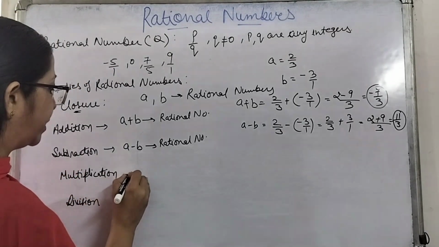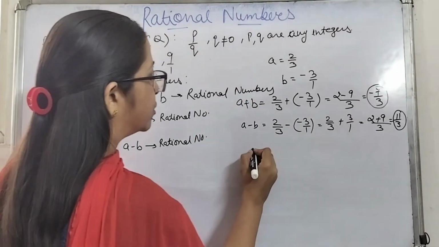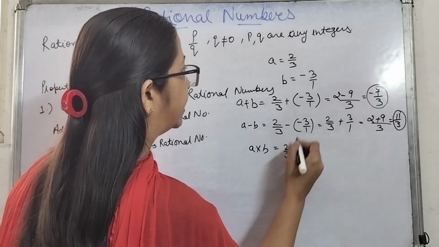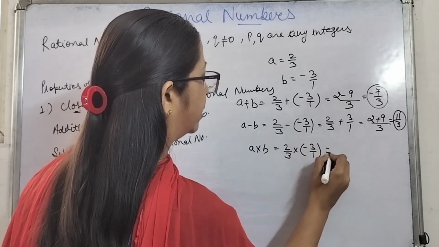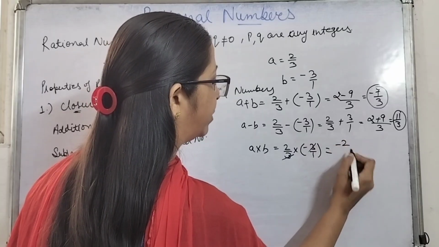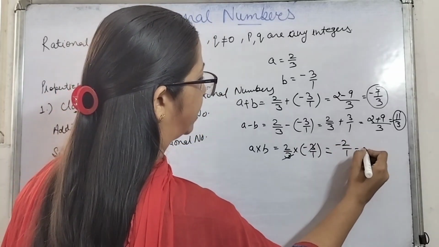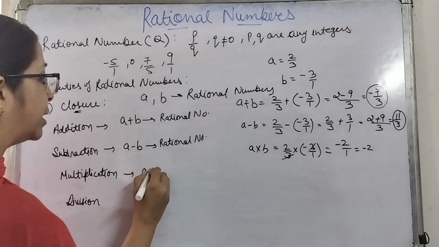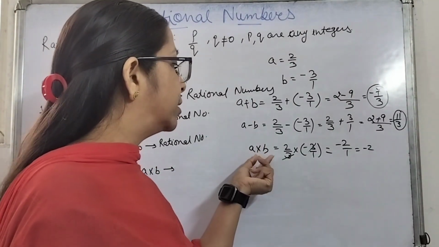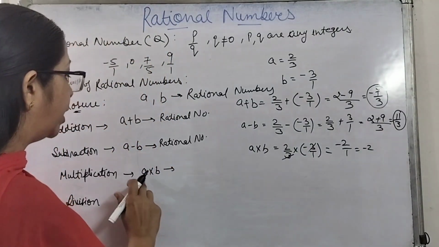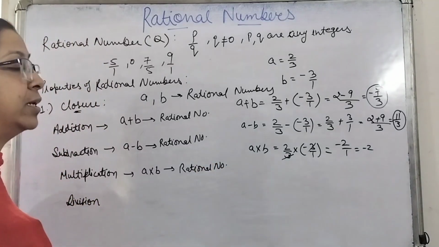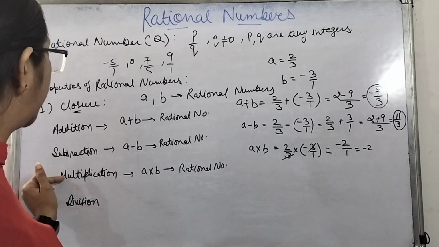Now let's check it for multiplication also. The same numbers we have taken. So we will be multiplying A and B. The result will be 2 upon 3 multiplied by minus 3 upon 1. So 3 and 3 both are going to cancel. Minus, multiplied by 2, minus 1 multiplied by 2 will be minus of 2 upon 1, or we can say minus 2. So whatsoever the two rational numbers we take, the product of these two rational numbers will always be a rational number. So we will say that rational numbers are closed under multiplication.